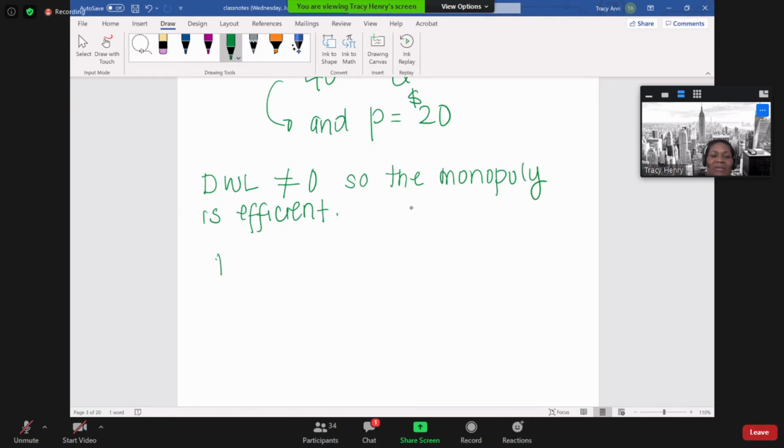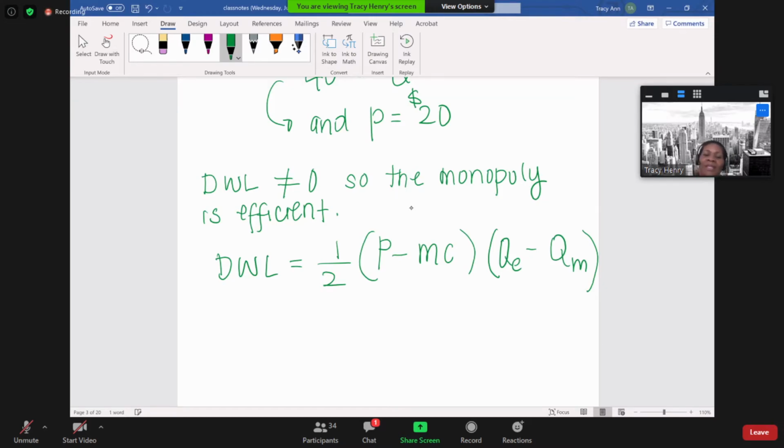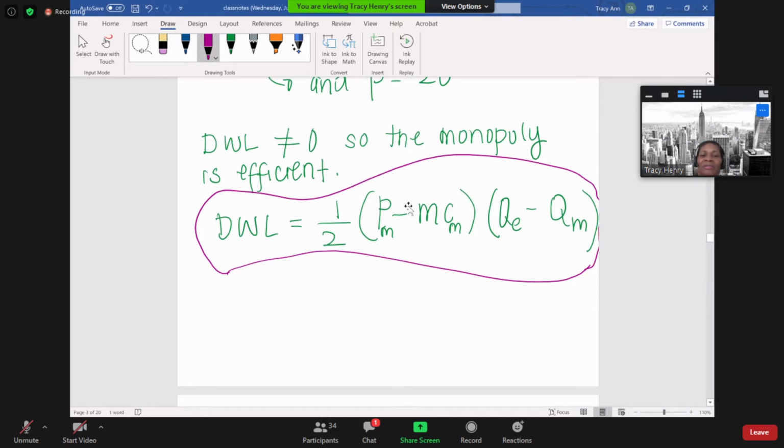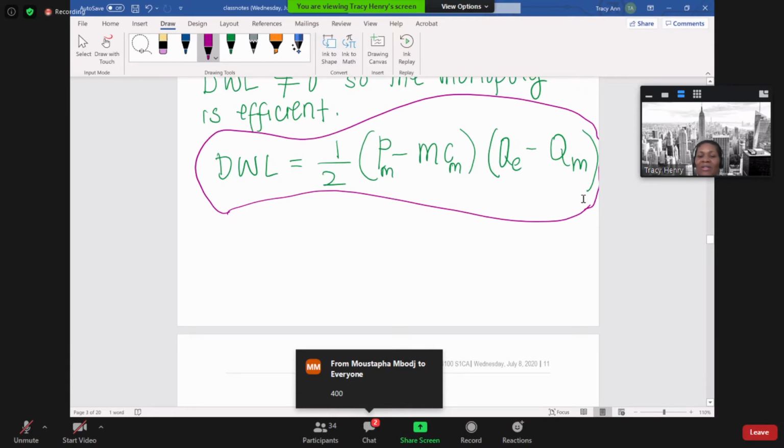And in fact, my deadweight loss is going to be equal to the area of the triangle, which is a half times the price minus the marginal cost times the efficient quantity minus the monopoly quantity. Now you've got to be careful, because this is the monopoly price and this is the marginal cost at the monopoly quantity. So for those of you that like to write down a formula and are thinking about what to memorize or have near you during the exam, this is one way that you can calculate your deadweight loss.